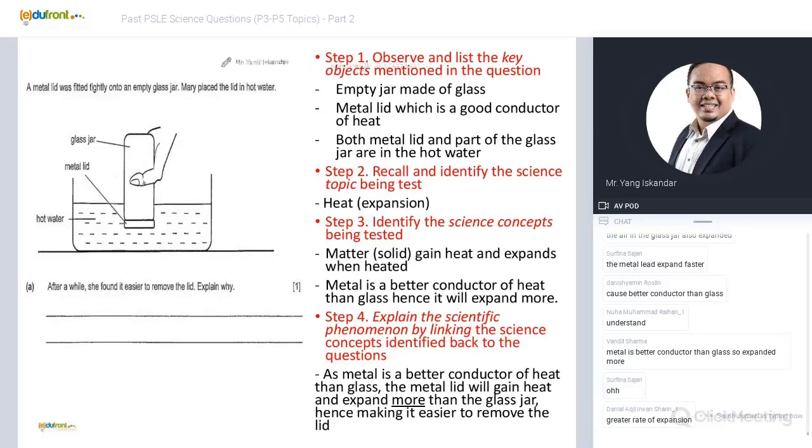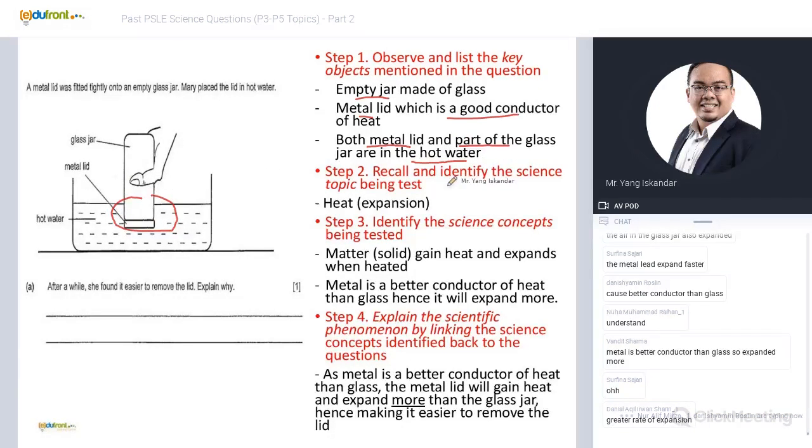If you see an application question, I'll share with you 4 steps. Those of you in my P6 class know the 4 secret steps. When you see an application question, step number 1: observe and list the key objects mentioned in the question. What are the key objects? The empty jar made of glass, the metal lid, which is a good conductor of heat, and we know that both the metal and part of the glass are in the hot water.